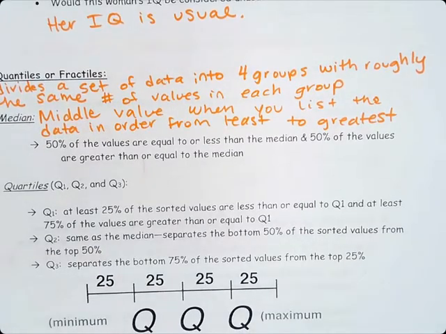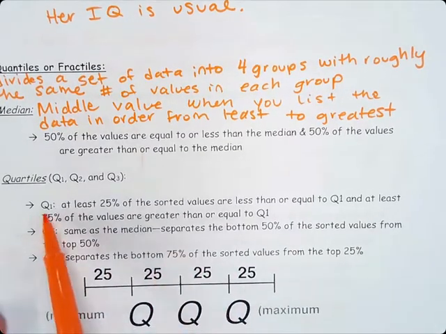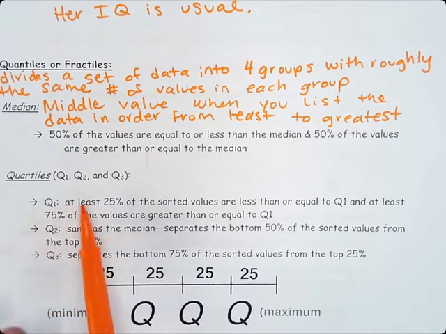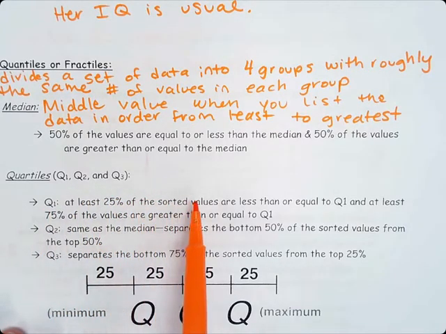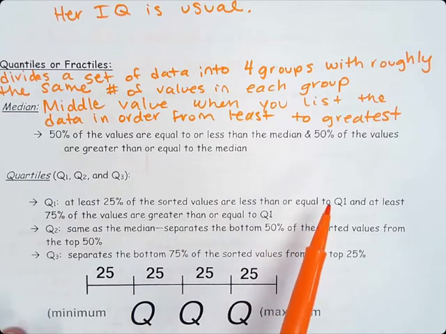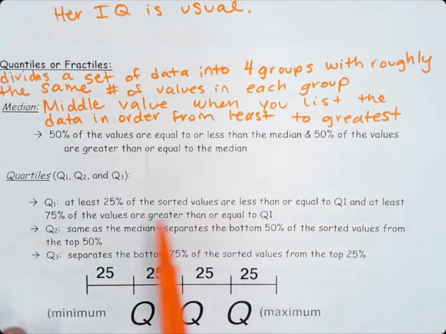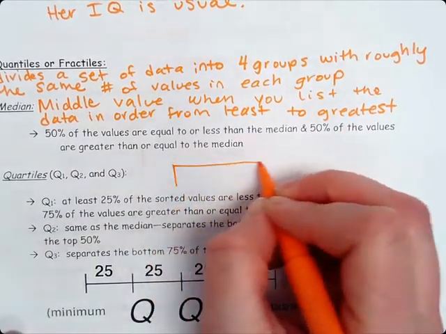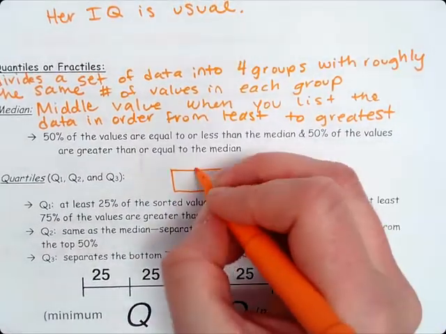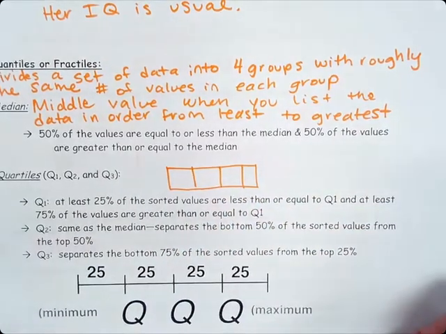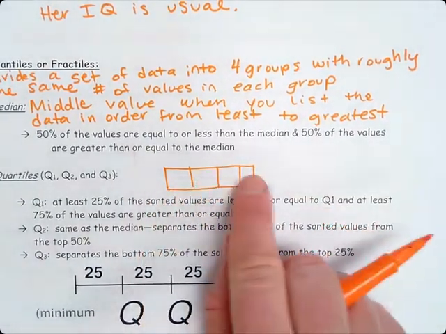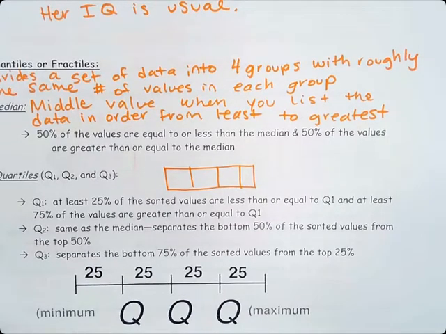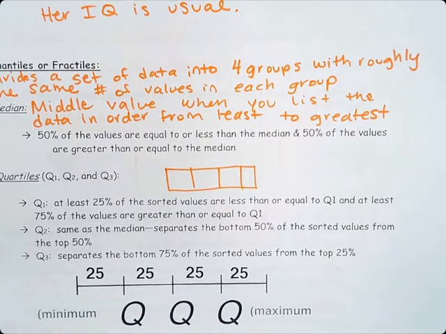And then we have quartiles. So we have our first quartile. At least 25% of the sorted values are less than or equal to Q1, and at least 75% of the values are greater than or equal to Q1. So whenever you think about quartiles, you're cutting it into groups of 4. So if I have my data right here, I'm going to cut it into groups of 4 that have roughly the same in each. You can see mine is not very equal, but you get the idea, right?